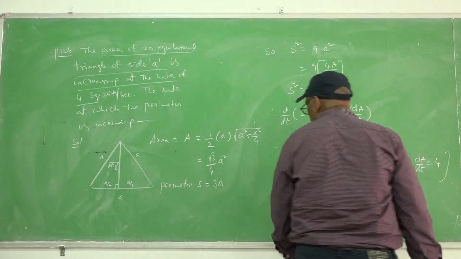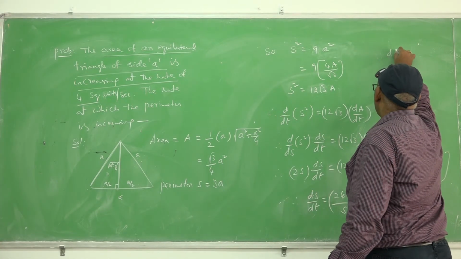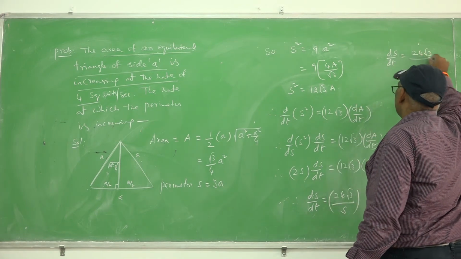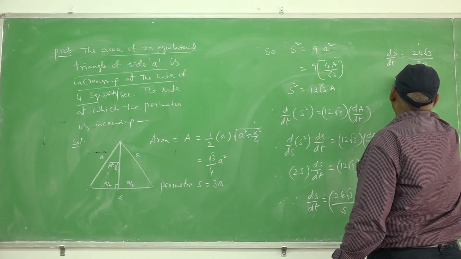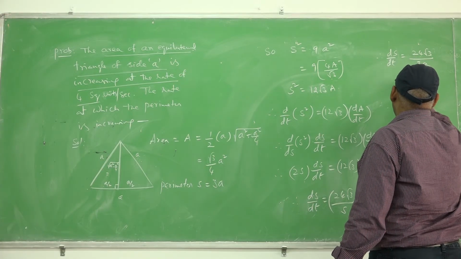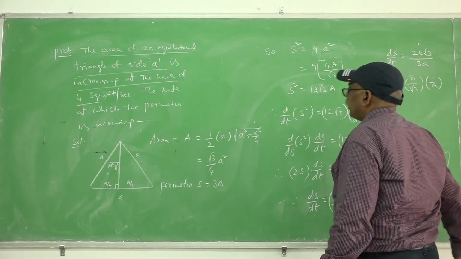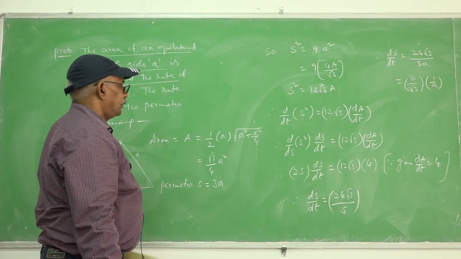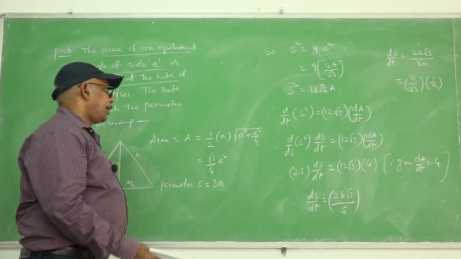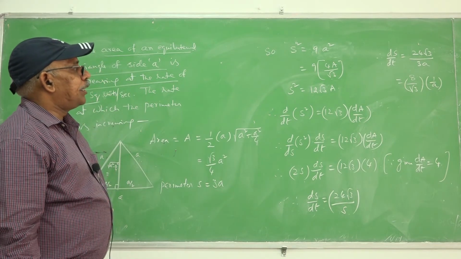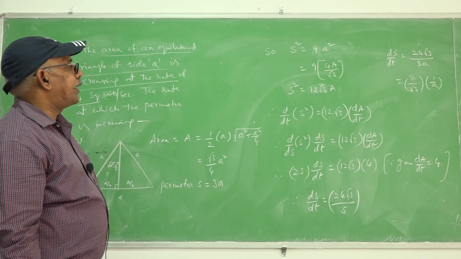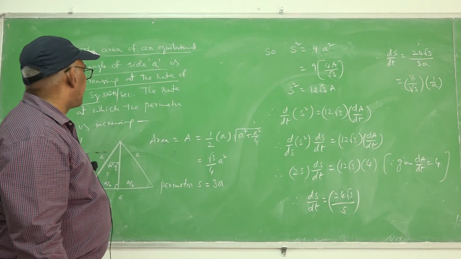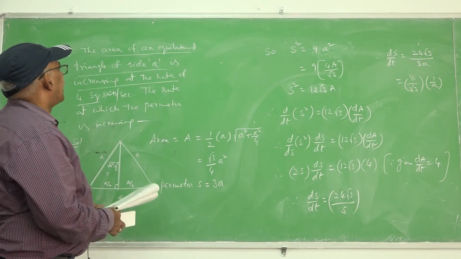S is 3A. So therefore, ds by dt is 24 root 3 by 3A. That is 8 by root 3 into 1 by A. ds by dt is 8 by root 3 into 1 by A, our required rate of change of the perimeter of the equilateral triangle having side A.